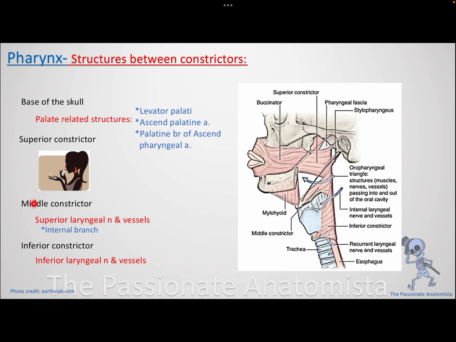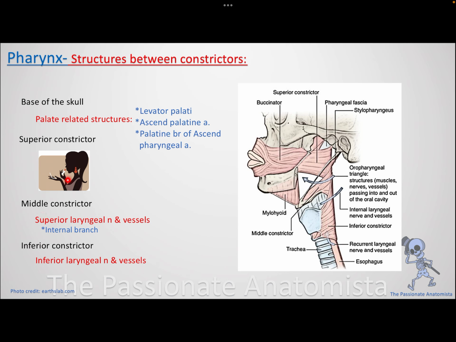So what passes between the middle and inferior constrictor, meaning what passes above or superior to the inferior constrictor, is basically the superior laryngeal nerve and vessels. Inferior to that is the inferior laryngeal nerve and vessels. This is the first thing I will help you to remember. Okay, so we are done with down. Let's go up a little bit.